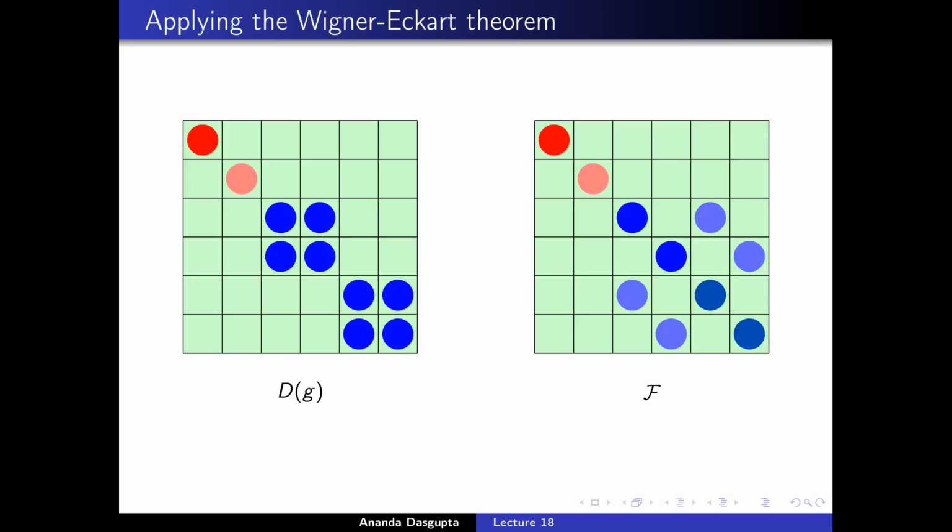So that element can be non-zero, but not just the 3-5 element. The 4-6 element could also be non-zero. And again, according to the Wigner-Eckhart theorem, this must be the same as the 3-5 element. Similarly, on the other side, because curly F is symmetric, you would end up with two other non-zero elements, the 5-3 and the 6-4. So this is the general situation for any curly F matrix which commutes with each and every one of the D of G's.